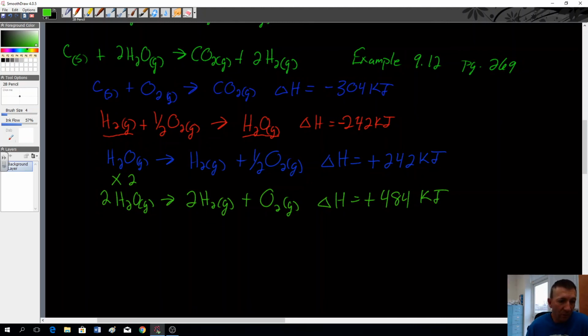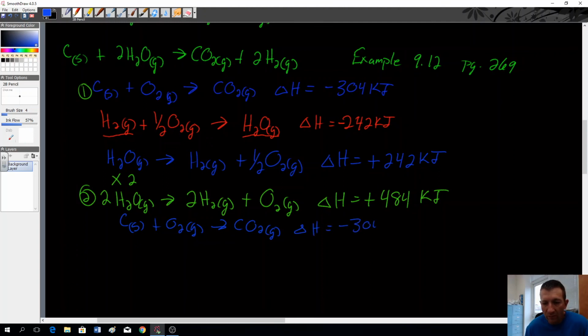The next thing, we're going to add that first equation and our second equation. Now we're going to add those two together. I'm just going to rewrite it and bring it right down here, right below this. So now we have carbon as a solid plus O2 gas goes to make CO2 gas. Delta H equals a negative 304 kilojoules.